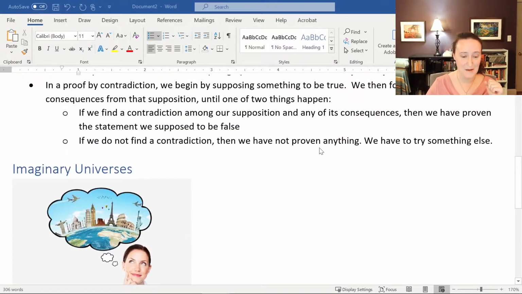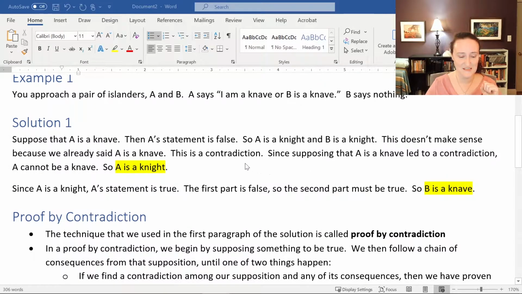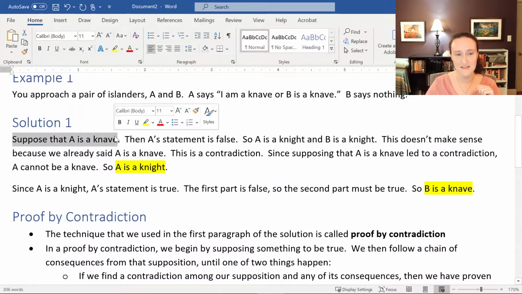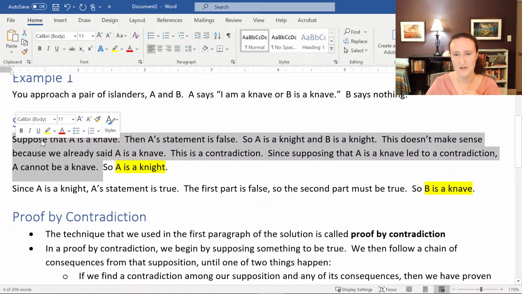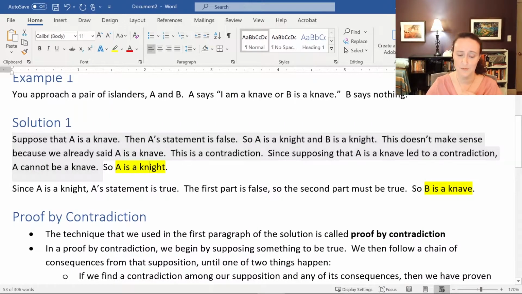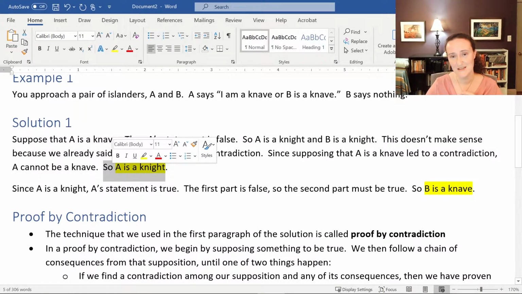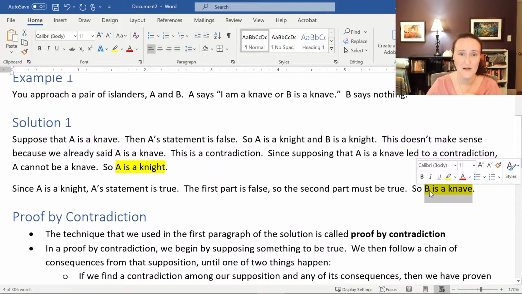Okay, so for example, looking at the solution that we did, when we supposed that A was a knave, one of the things that we found out from that was that B was a knight. But as soon as we found out that this whole paragraph here, this whole little hypothetical universe was not the real world, was wrong, we can't use the fact that B was a knight anymore, right? All we can take away from that experience is that our supposition was wrong and that A was a knight because of that. And in fact, we found out later that actually B was a knave as well.